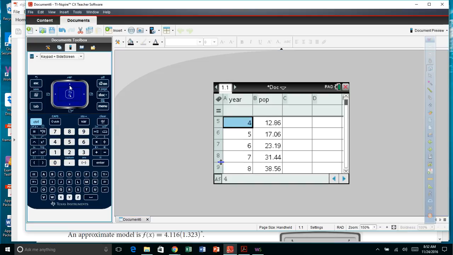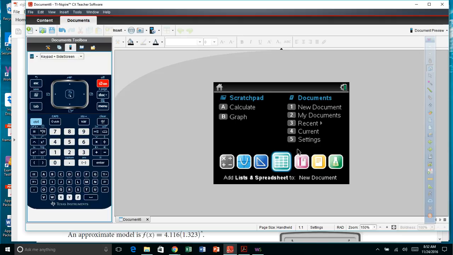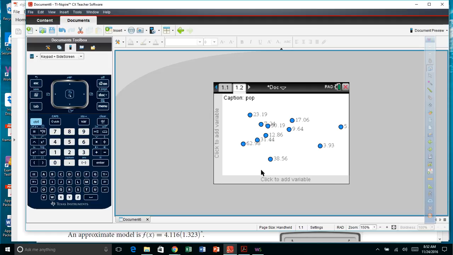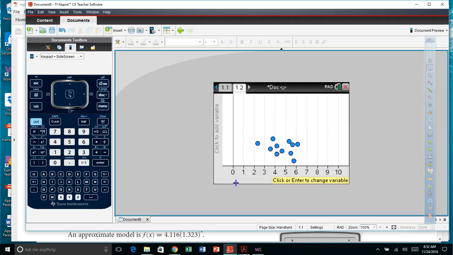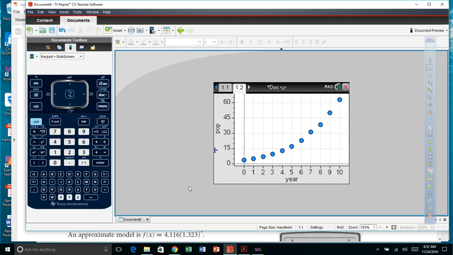All right. So now I've got the data in. Make sure you're inside the data here. Press on. Go to the bar graph there, and it'll give you a scatter. Come down here to the bottom and press year. Over here on the side, press population. And there you go. You've now made a scatter plot, which is good.